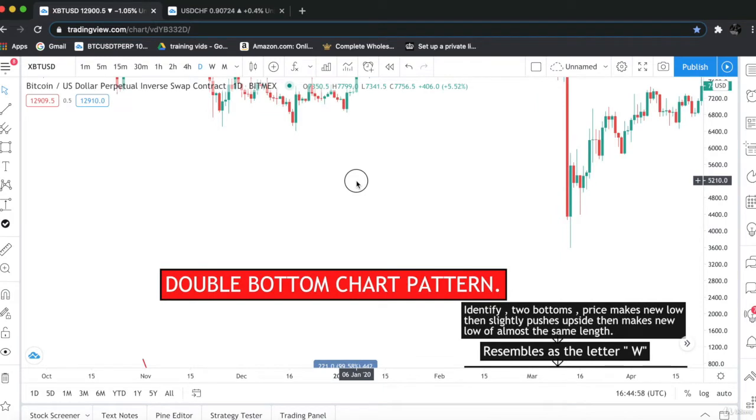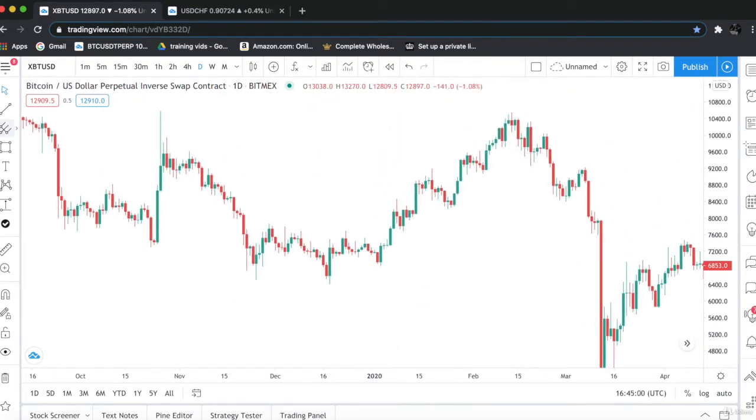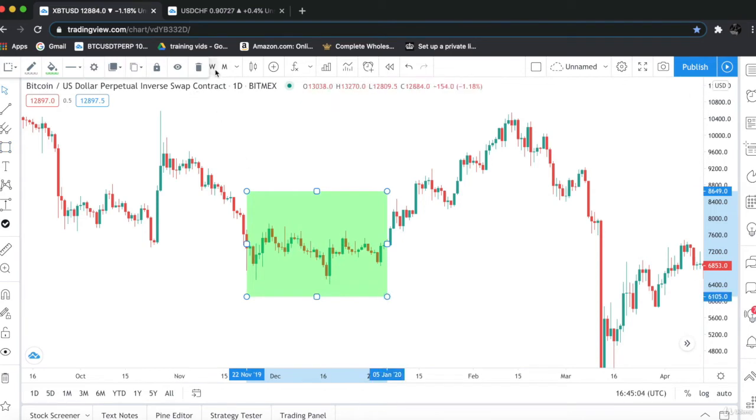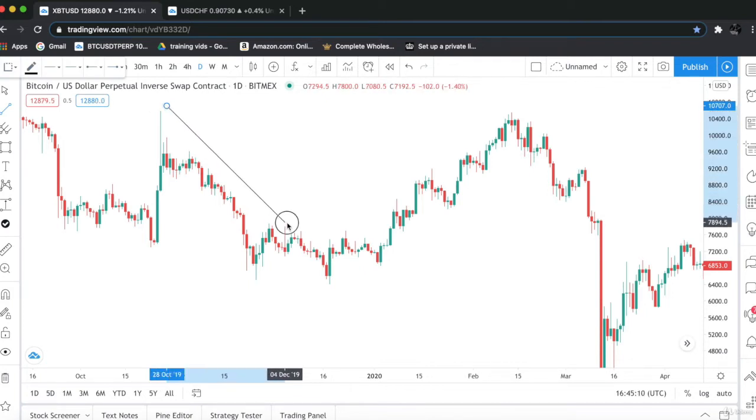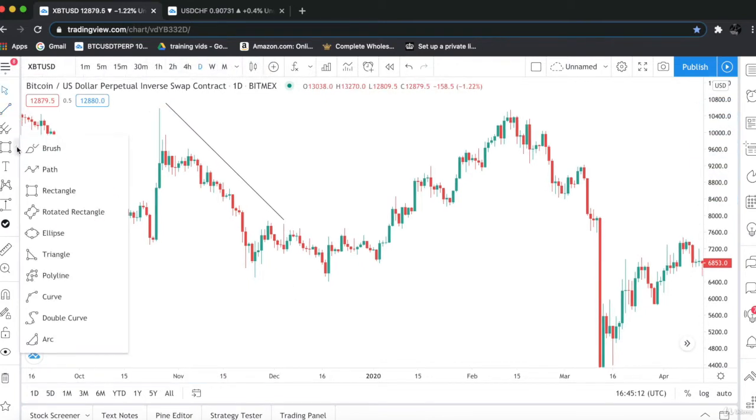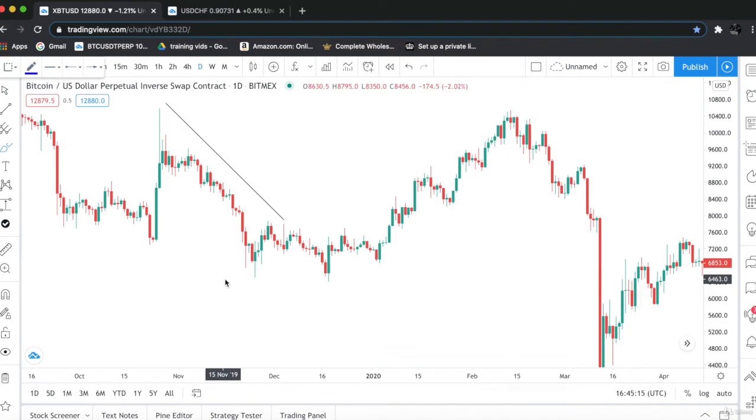This is the Bitcoin US dollar daily chart. As you can see in this area, we have two bottoms over here. One is this and another one is this. The price is in a clear downtrend. We got a nice bottom over here. This is our first bottom. This is our second bottom.